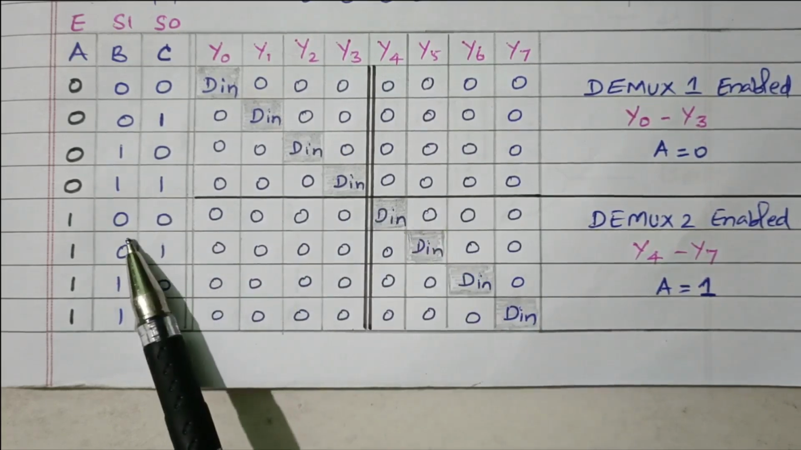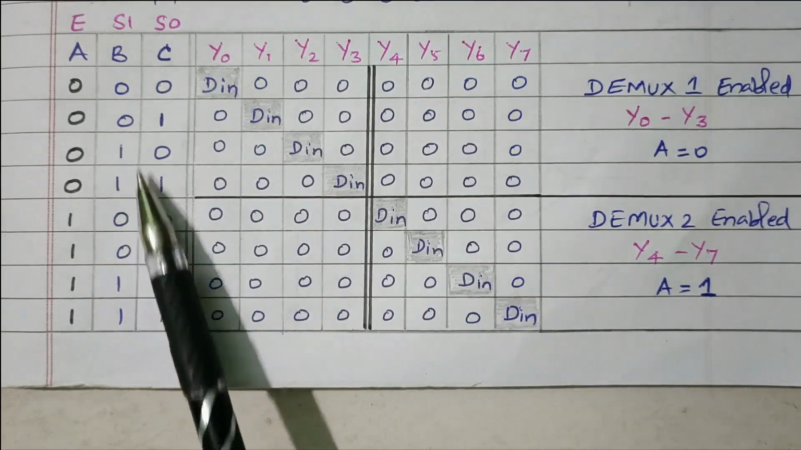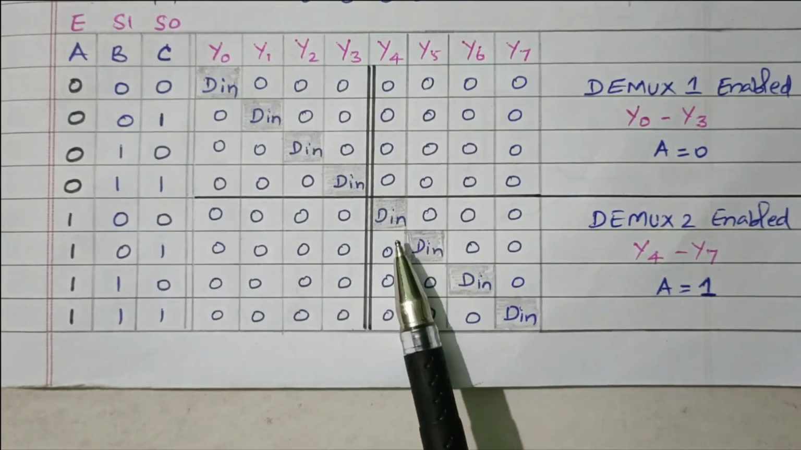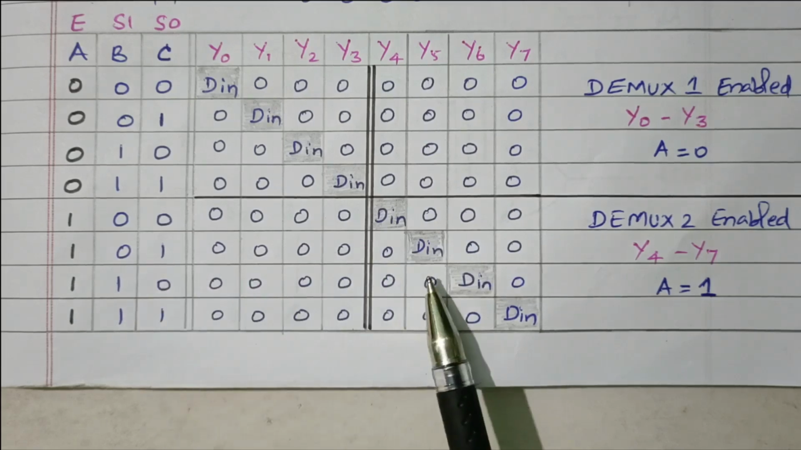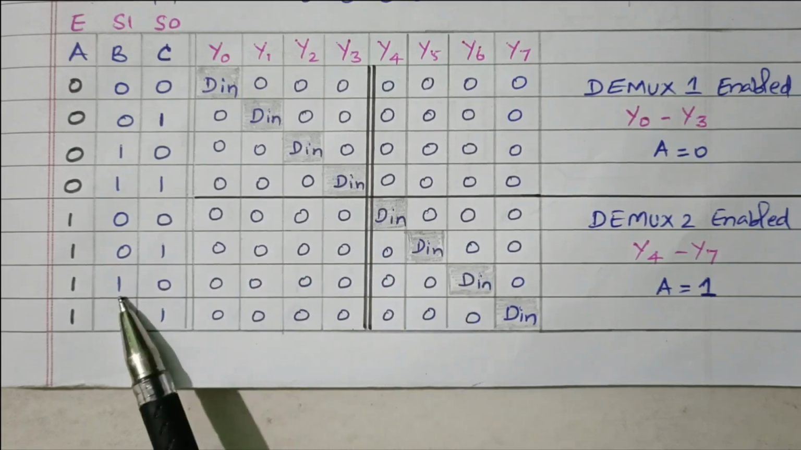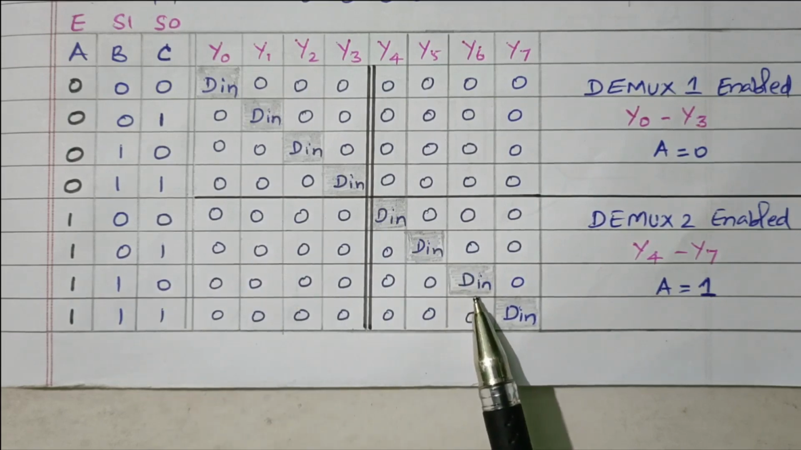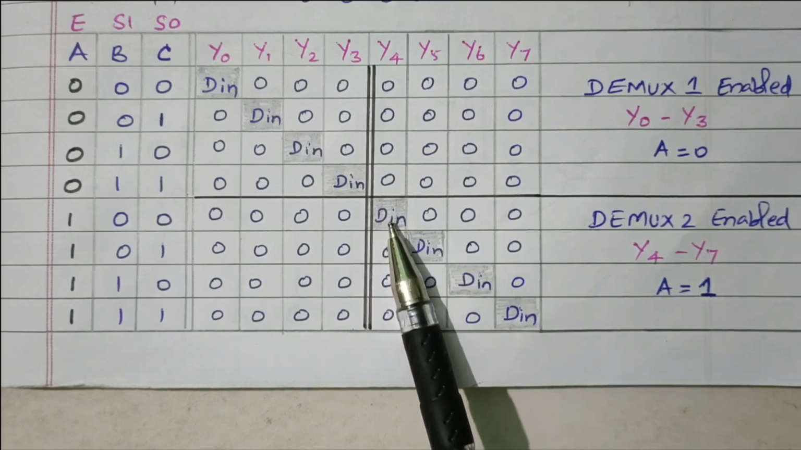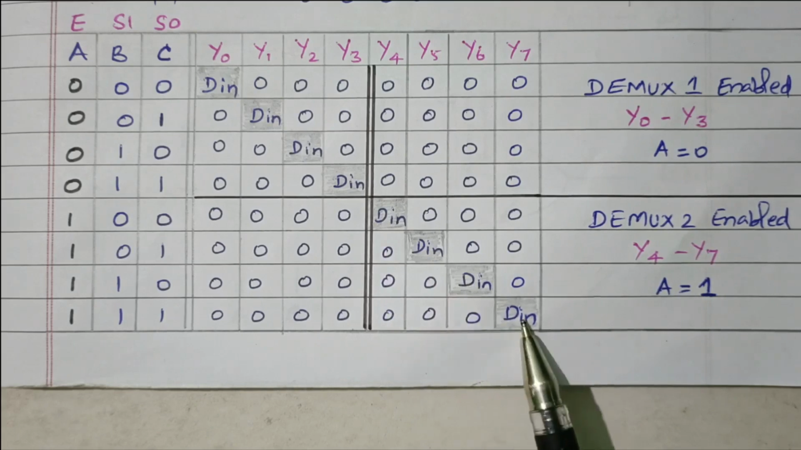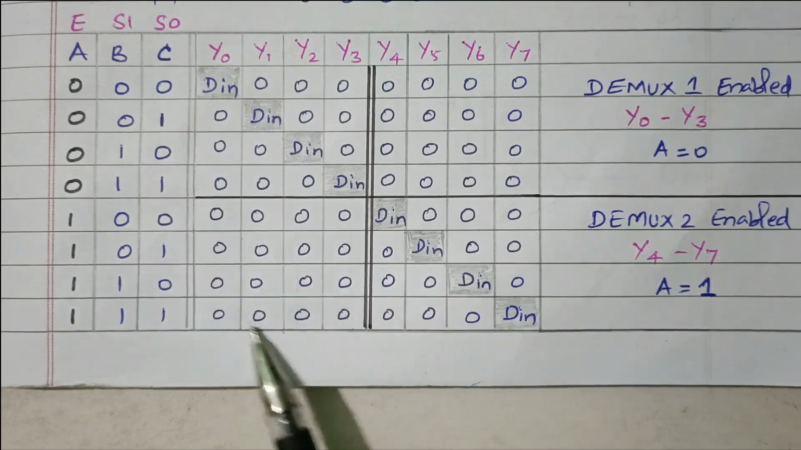In that, again it is 0 0. The selection lines 0 0 mean we will get the output in Y4. If it is 0 1, we will get the output in Y5. 1 0, we will get the output in Y6. 1 1 means we will get the output in Y7. So we are getting the output from Y4, Y5, Y6 and Y7. The others are all zeros, right?